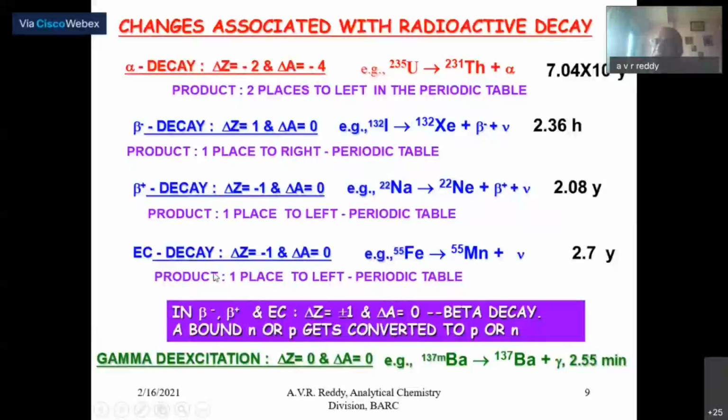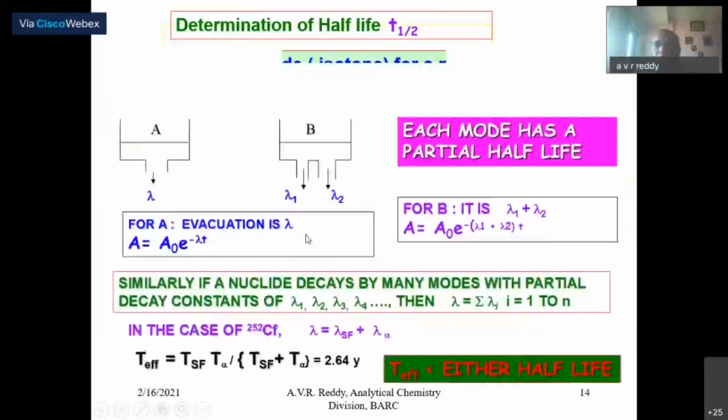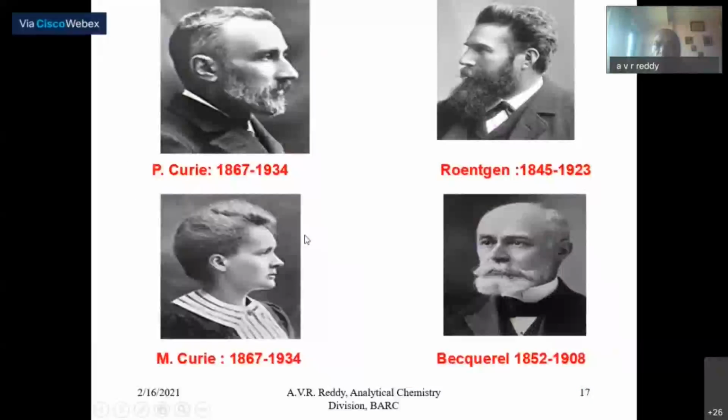And gamma decay is an excited state coming down to the ground state. With this, I will go straight to beta decay. Probably we have to move about 30 slides or so.